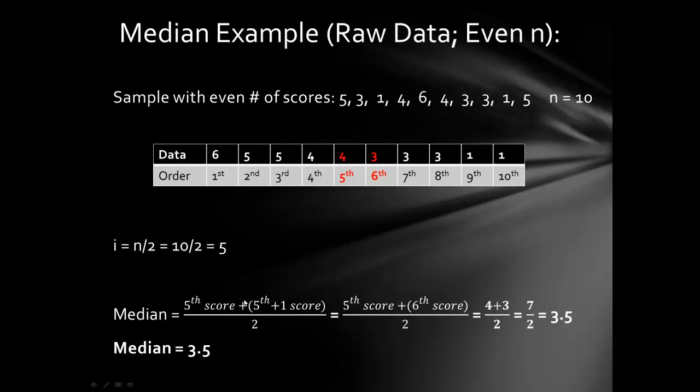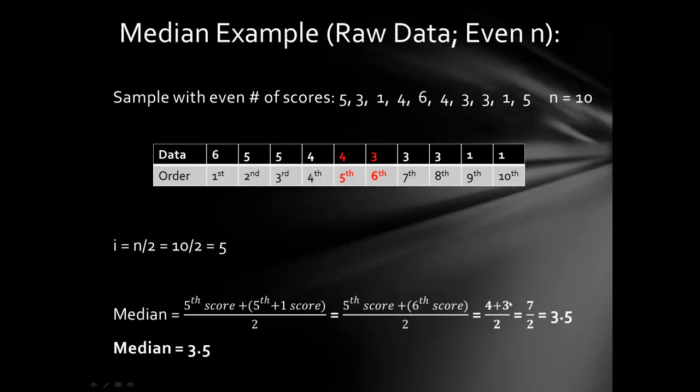We found it to be the 5th. The 5th plus 1 score, the 6th score. And we're going to find the average of the 5th and the 6th score. The 5th and the 6th score are 4 and 3, no matter which way you go about finding it. So just to demonstrate again, 1st, 2nd, 3rd, 4th, 5th, and 6th, or 1st, 2nd, 3rd, 4th, 5th, and 6th. No matter which way you go, you're going to arrive at the 2 middle scores, which are 4 and 3, not 5 and 6. That's the position of the 2 scores.